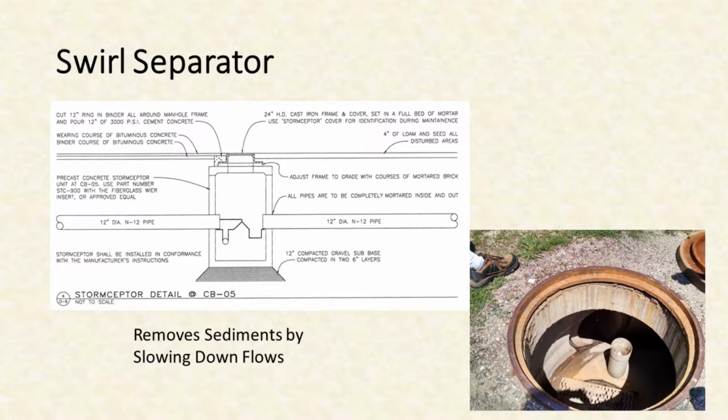A swirl separator is a generic term for many proprietary systems like Storm Scepter or Downstream Defender. The devices work by slowing down flows to allow sediments to be dropped into a collection structure, which is accessed by a manhole. Some use a baffle to slow the flow, and others use weirs.